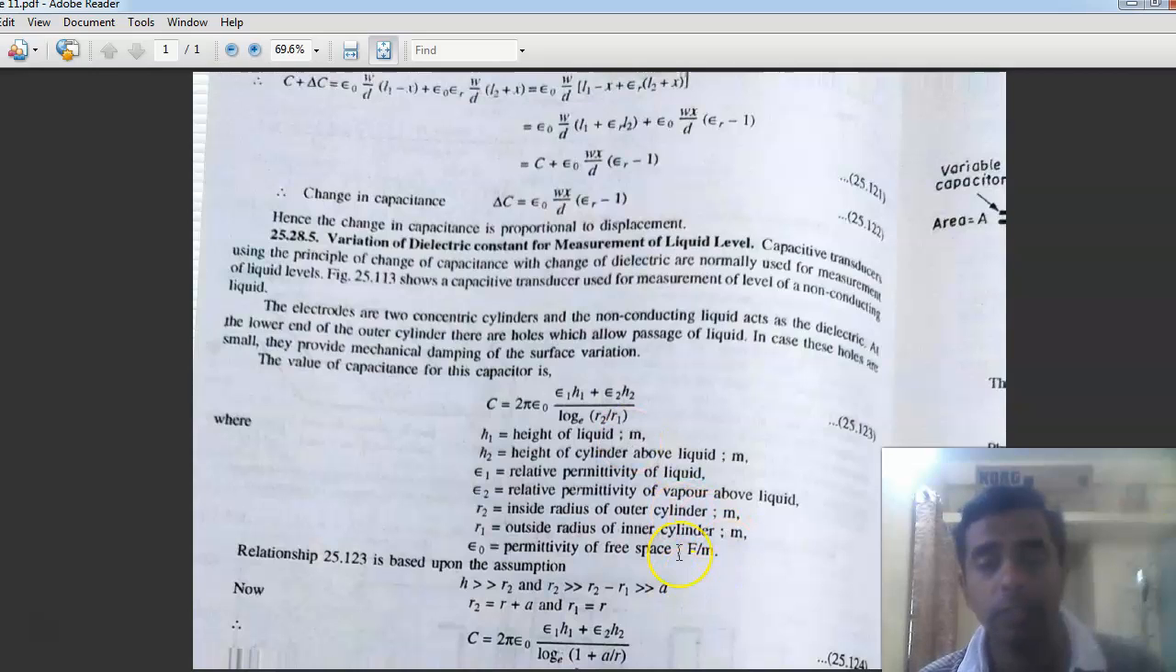Now you can see that we have defined certain things, like what R2 is, what R1 is, what A is, and everything.